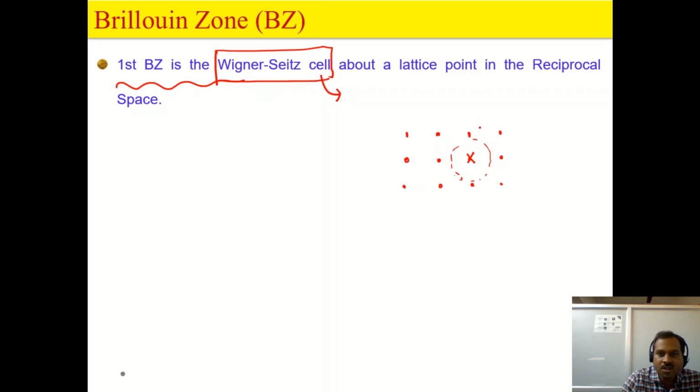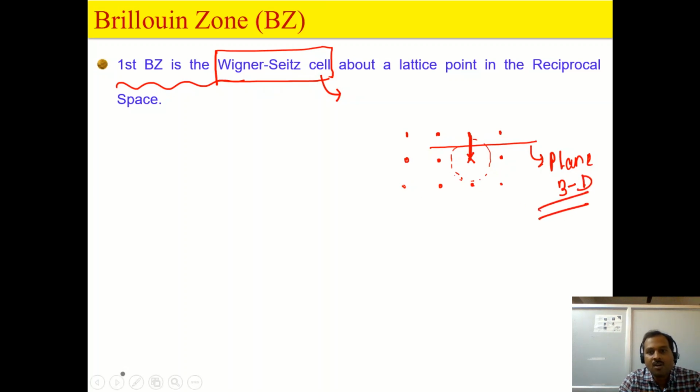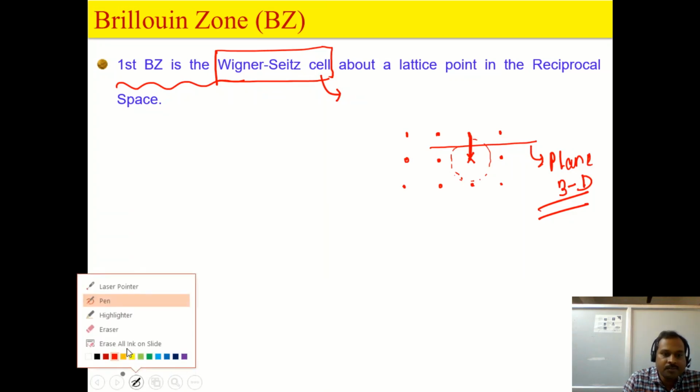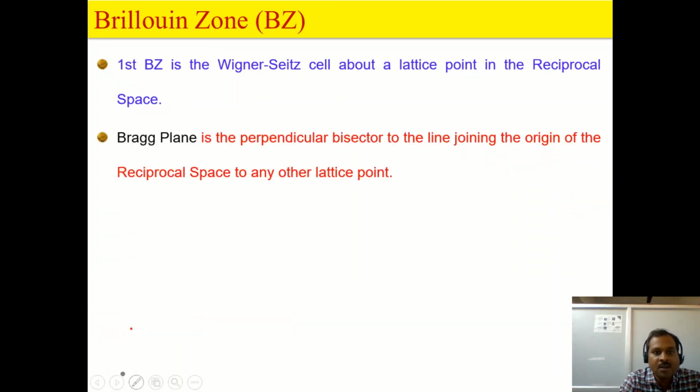And how to construct the Wigner-Seitz cell? If you recall, suppose between this point and this point I want to find the region which is closer to this point than to this point, then I have to draw a perpendicular bisector, and this bisector becomes a plane in 3 dimensions. In 2 dimensions it looks like a line, but when you talk about the volume of the reciprocal space, this perpendicular bisector becomes a plane, and this bisector in the reciprocal space is called the Bragg plane.